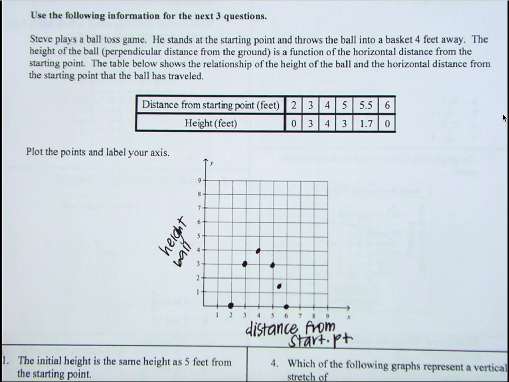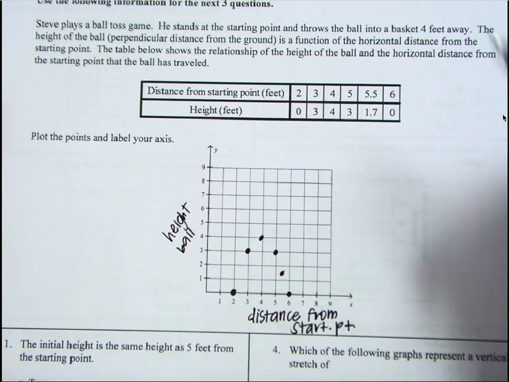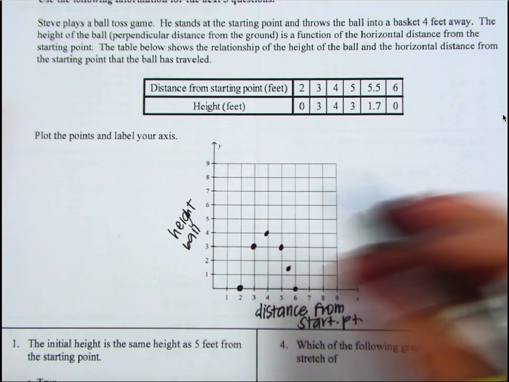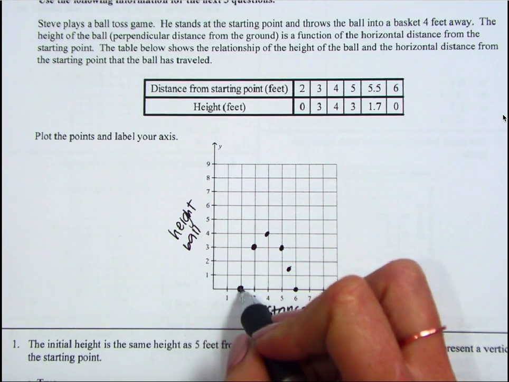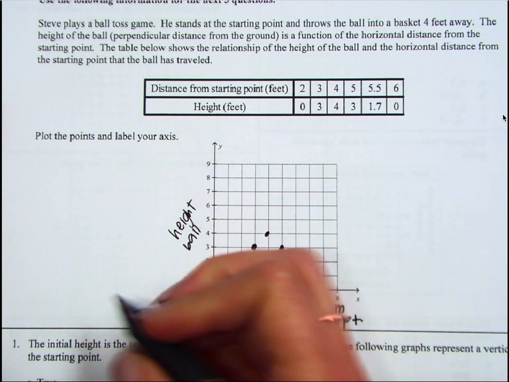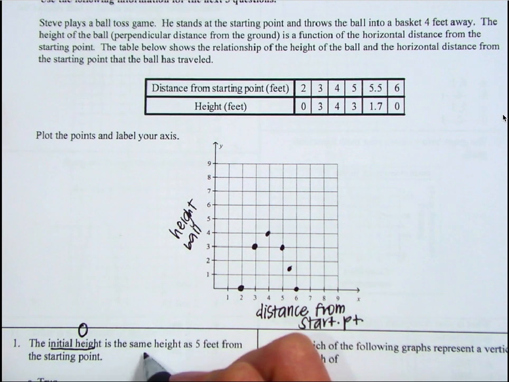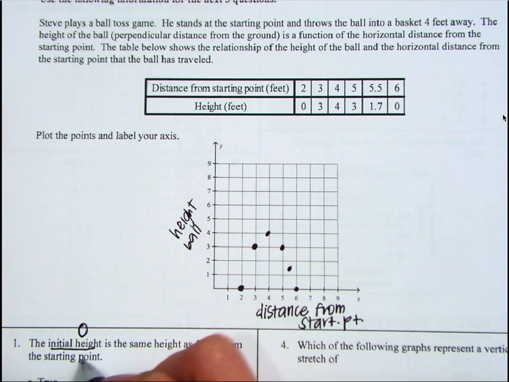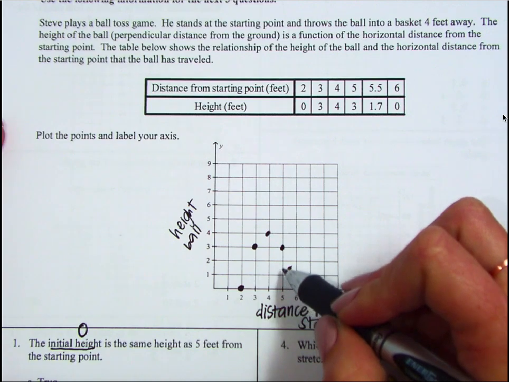Okay, so the initial height is the same as 5 feet from the starting point. Okay, so this right here is going to be our initial height. Okay, so our initial height is 0. So if our initial height is 0, the same as 5 feet away from the starting point, 5 feet away from the starting point is right here.